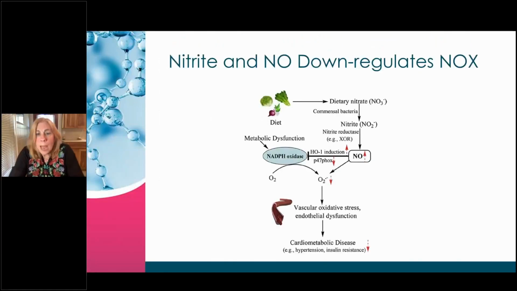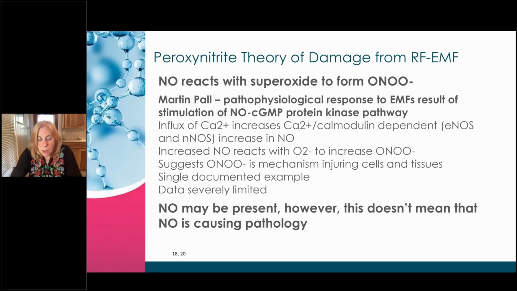This is a beautiful diagram showing that nitrates reduced to nitrite, increases in nitric oxide, inhibits NADPH oxidase, inhibiting superoxide, inhibiting oxidative stress and endothelial dysfunction, and decreasing cardiometabolic disease. So Dr. Martin Pall, who has written fairly extensively on EMF, he talks about the point that EMFs increase the production of nitric oxide, increasing the production of peroxynitrite. So when nitric oxide combines with superoxide, it forms peroxynitrite.